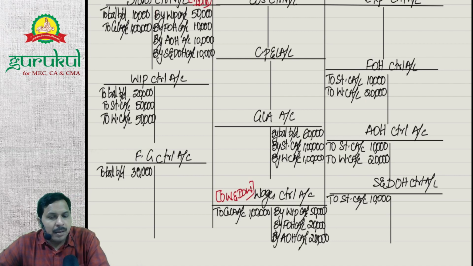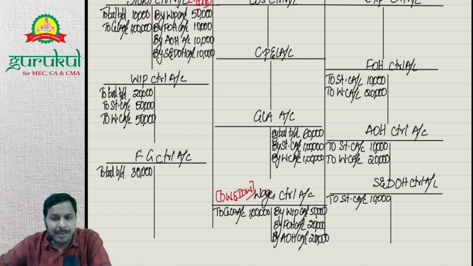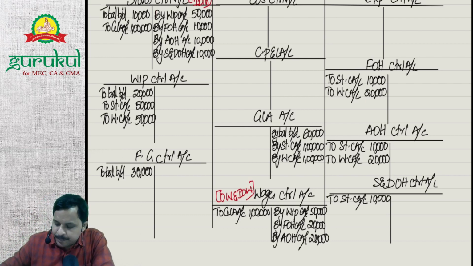Next, last one, indirect wages related to what? Sales. Now the entry will be selling and distribution overheads control account debit to wages control account. This entry is for what? Indirect wages related to sales. Right. Selling and distribution overheads control account debit to wages control account.